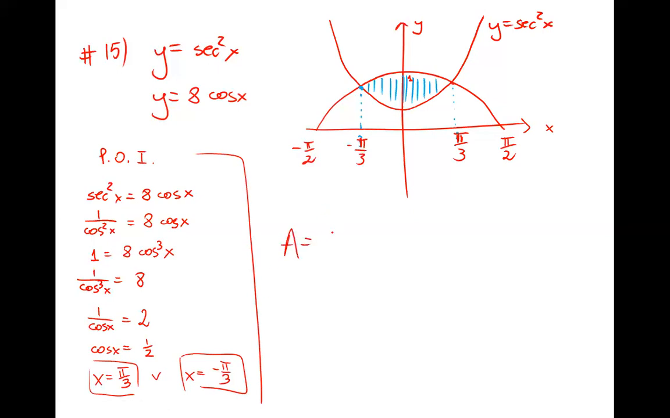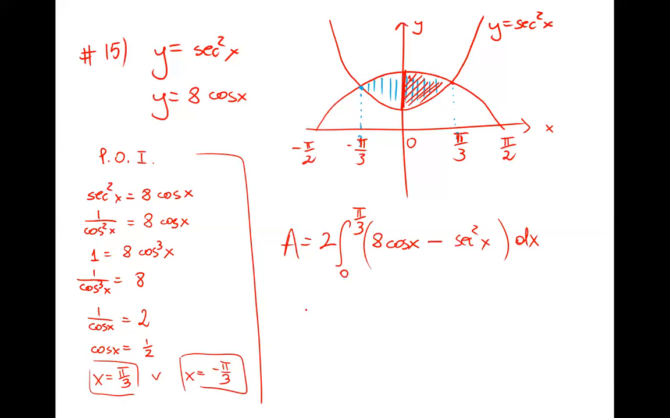An integral that represents the area is the integral, and I will actually use the symmetry. Let me just integrate from 0 to pi over 3 and multiply by 2, because I will only cover that part, and multiplying by 2, I'm covering the other part. And the top function is 8 cosine of x minus the bottom function, secant square of x.